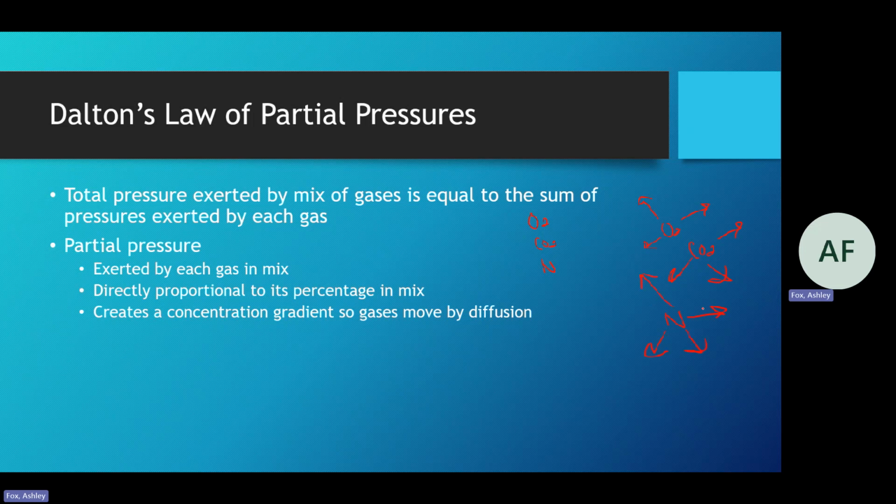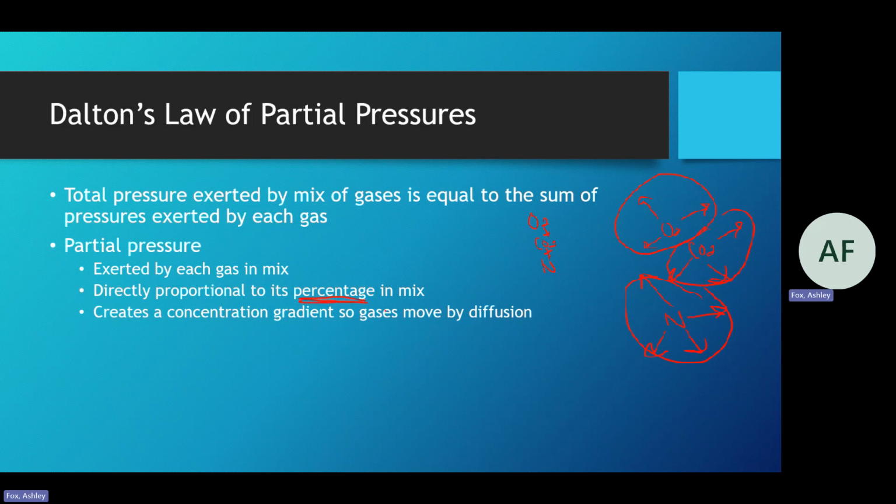And then you have nitrogen, same thing. So partial pressure is just the pressure being exerted by oxygen, or by carbon dioxide, or by nitrogen. But the total pressure of the gases in the room is all of them added together. So it's the partial pressure of oxygen plus the partial pressure of carbon dioxide plus the partial pressure of nitrogen. And how we calculate it is the percentage in the mix.